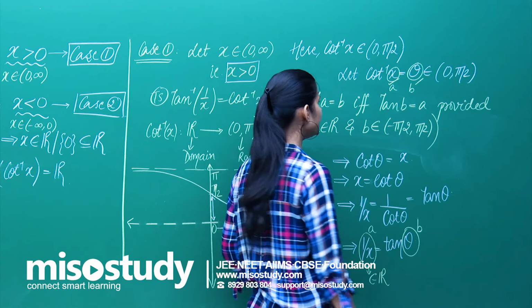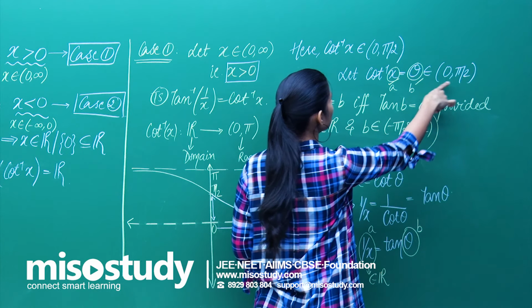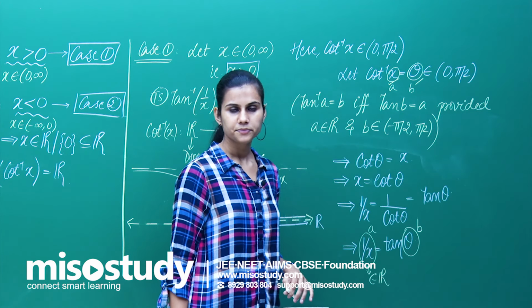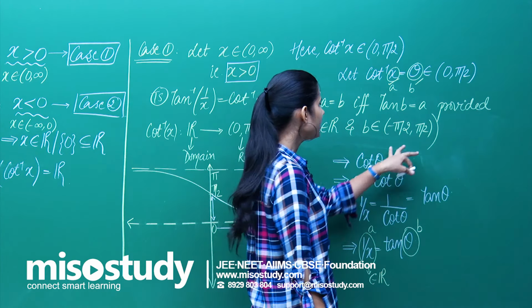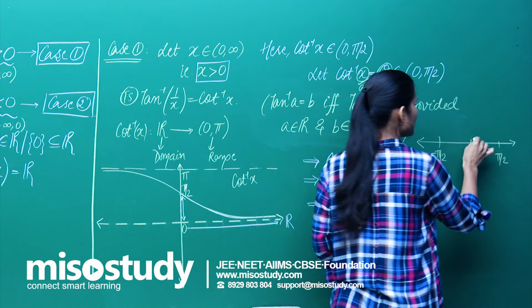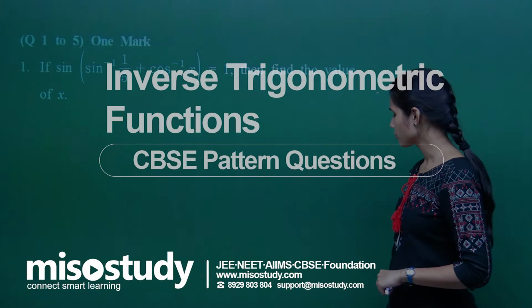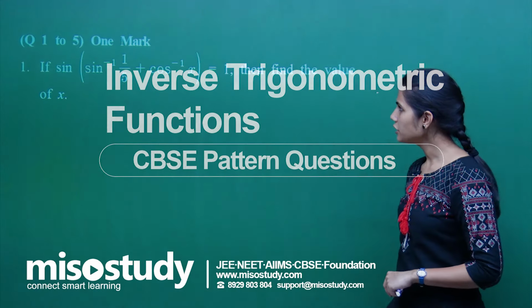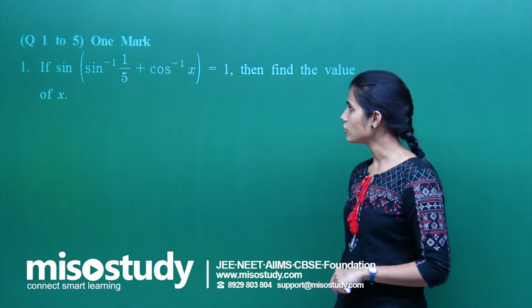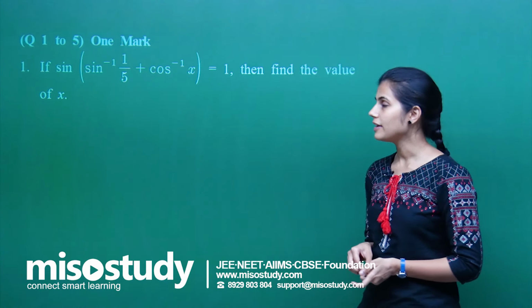Moreover, if I talk about theta, this theta was coming from 0 comma pi by 2. Now if I want my theta to come from minus pi by 2 to pi by 2, you can very clearly see that if this is 0, this is minus pi by 2 and this is pi by 2. If my angle is coming somewhere from here, the first question carrying 1 mark: if sine of sine inverse of 1 by 5 plus cos inverse x is 1, then find the value of x.